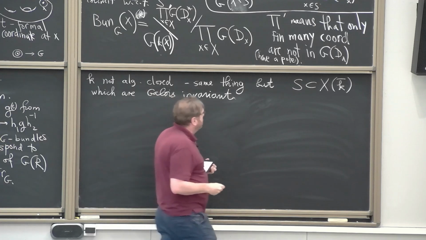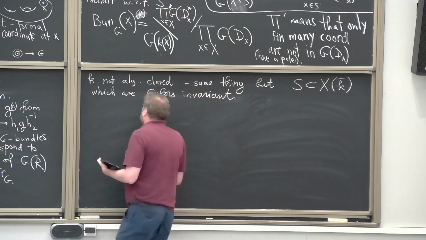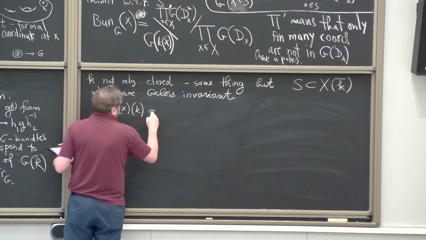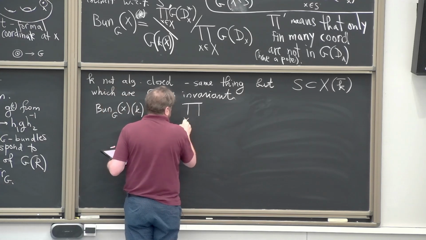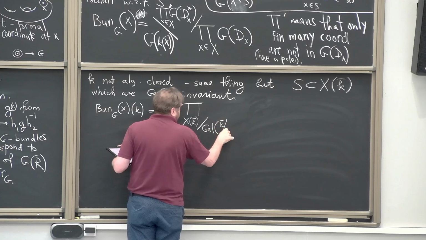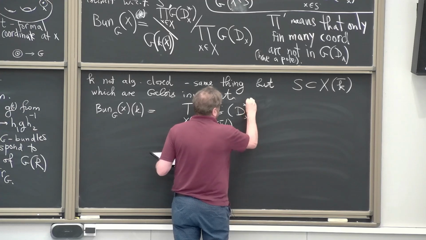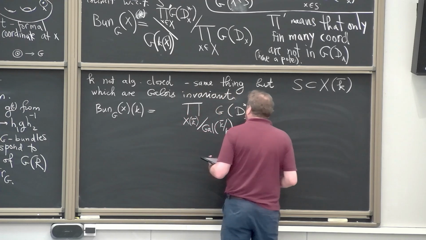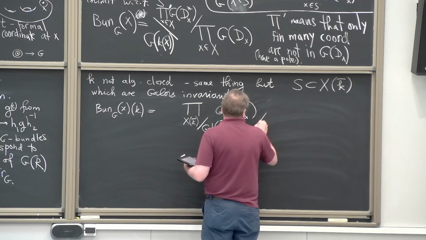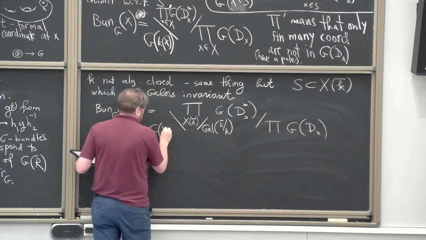And so then we will get Bun_G of X over K is going to be the product of X of K bar modulo the Galois group, and here it's going to be the product, and here it's going to be G of K of X.